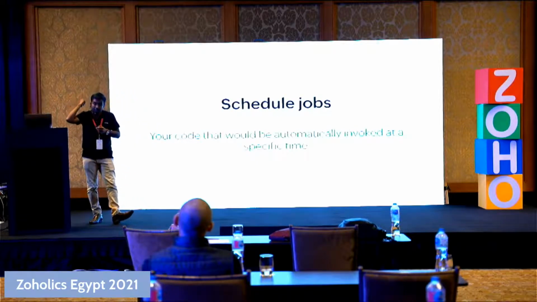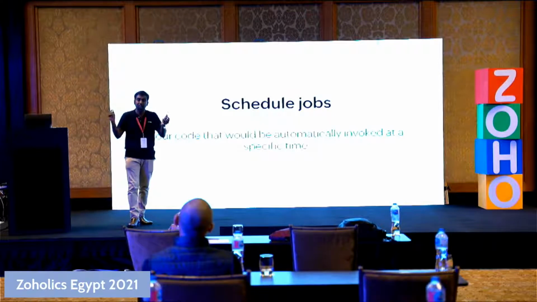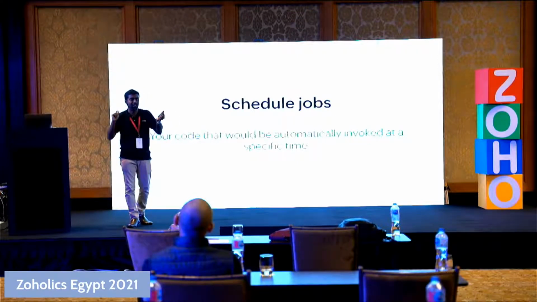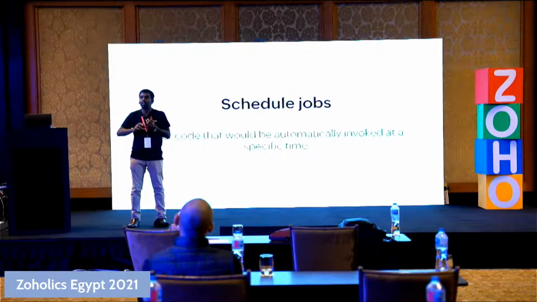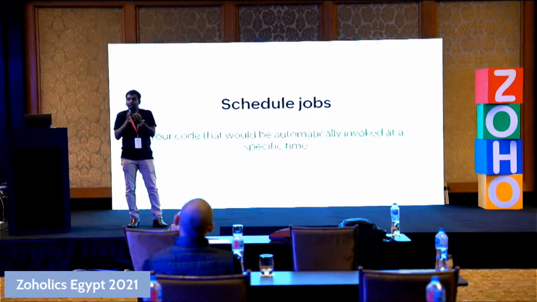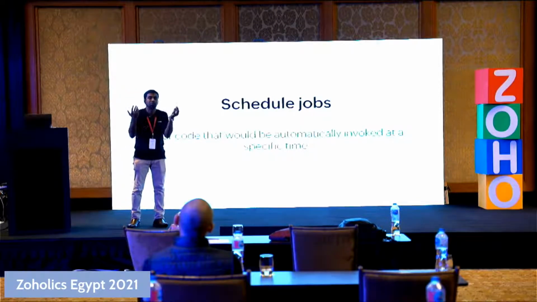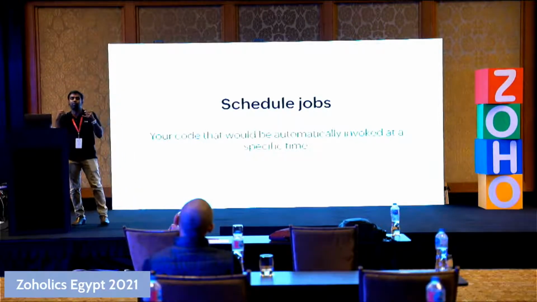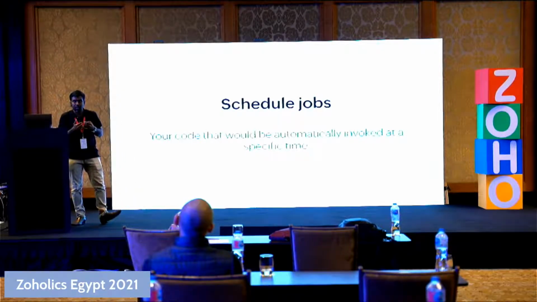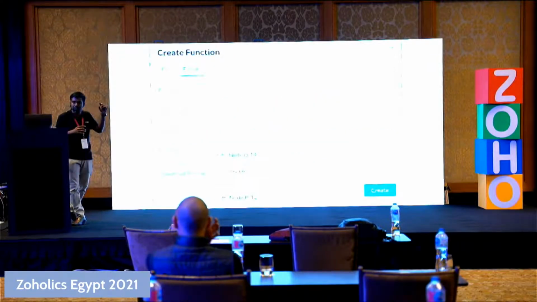You can also schedule jobs with that function. You can automatically invoke that function at a particular time. Say, for example, you want to integrate two of your backend applications. You can write code that will get data from one application and push data to another, and you can schedule this code to be automatically invoked every 24 hours or something like that. So you can have business logic that can be executed on demand, and it can be executed at a scheduled time. This is how a typical function screen looks.